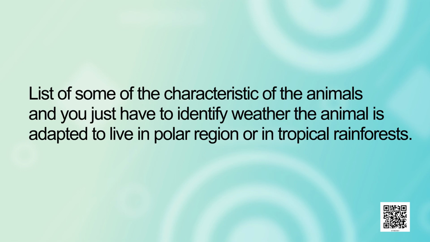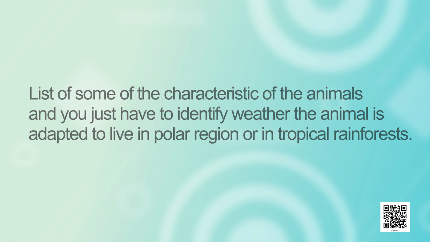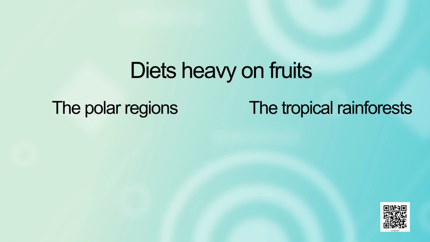In the next question, you are given a list of some of the characteristics of animals, and you just have to identify whether the animal is adapted to live in polar regions or in tropical rainforest. So, the first characteristic is diets heavy on fruits. Yes, children, the first characteristic is diets heavy on fruits, and you have to identify where do such animals live, in the polar regions or in the tropical rainforest.